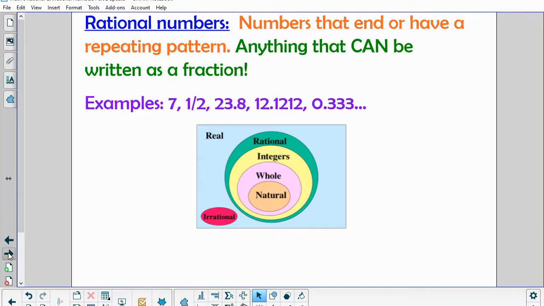Then we mentioned in our last lesson the rational numbers. All the whole numbers, integers, and natural numbers are considered rational numbers, as well as all of the fractions and decimals that lie in between them, as long as the decimals are repeating or terminating decimals. So those are some important definitions to help us classify numbers.